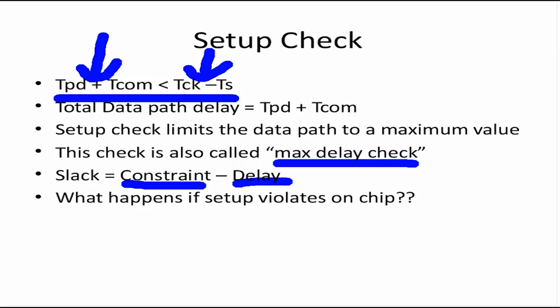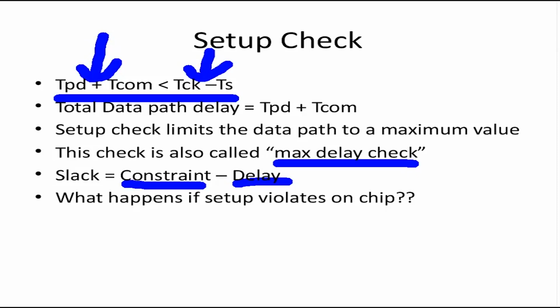It's the clock frequency that we specify. TCK is fixed, but TPD and TCOM increase, right? TS might also increase a bit because the temperature is increasing. So, if we make sure that all our setup constraints are met at the worst corner, then we have made sure that they also work at the minimum, because TPD plus TCOM attains a maximum value at the worst corner. This is why setup is called a max delay check.